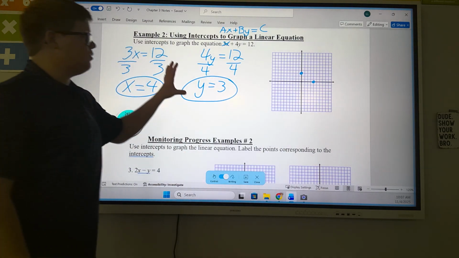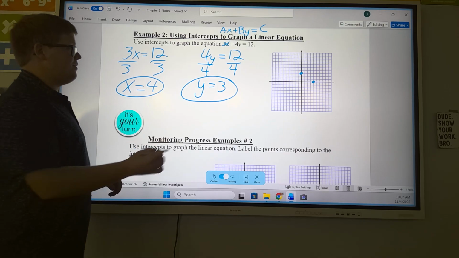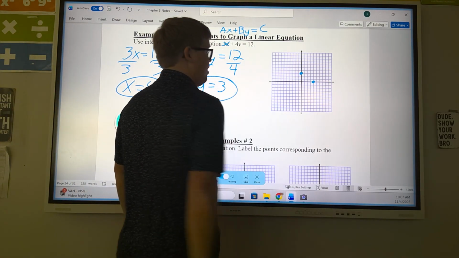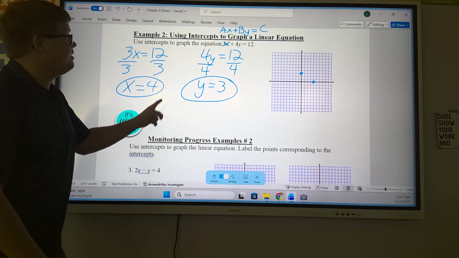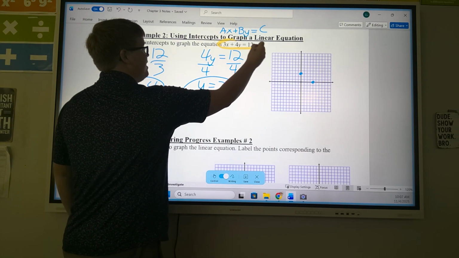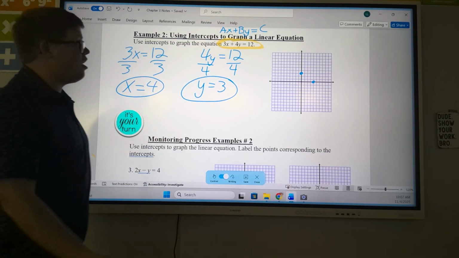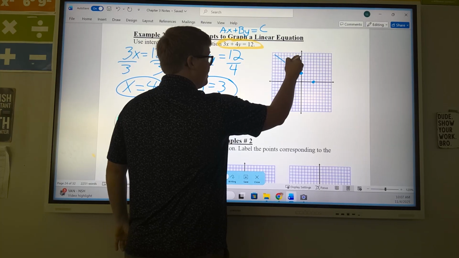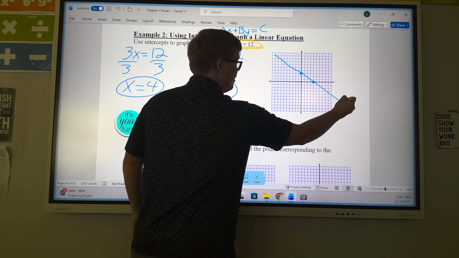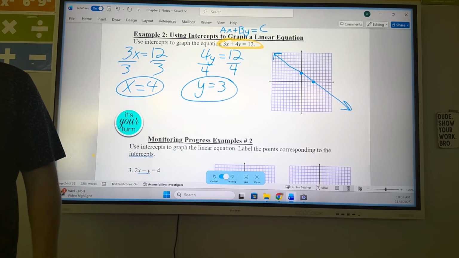Now, if these were two different equations, we would just have a straight line going across and a vertical line going across. But these come from the exact same equation. And since they come from the exact same equation, they are the same line. So since they're the same line, all we have to do is connect our dots and show that our line is going on forever and ever and ever in both directions.